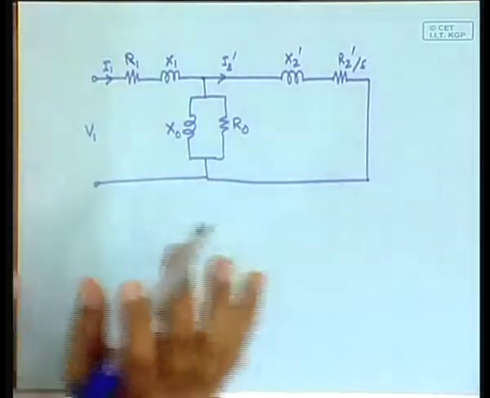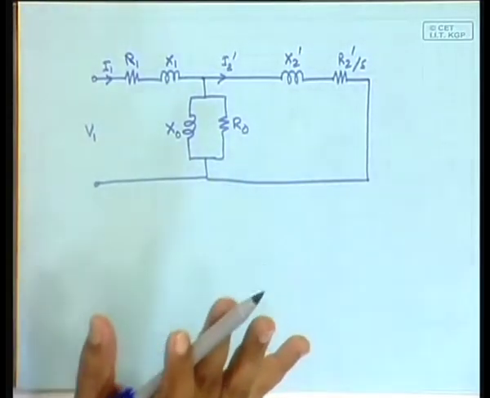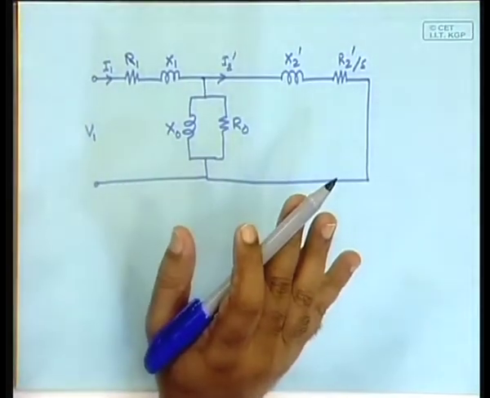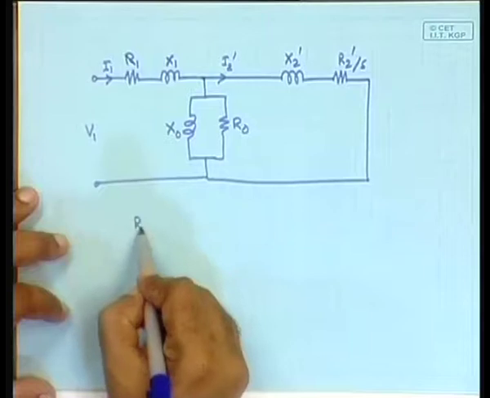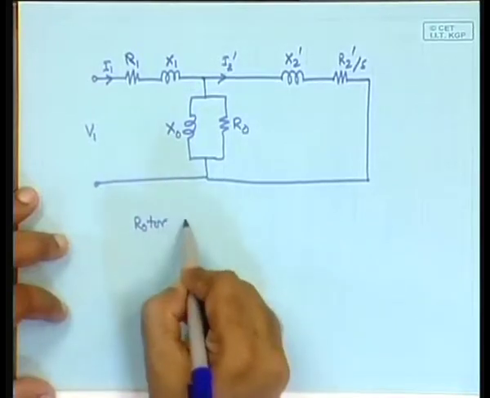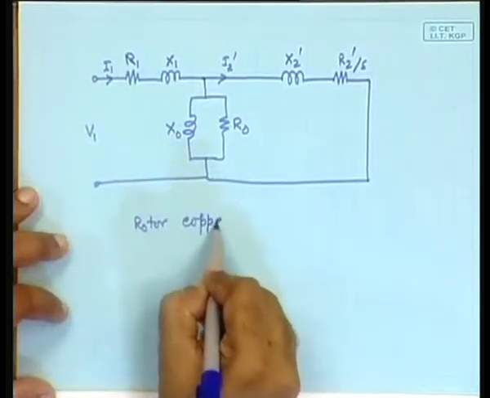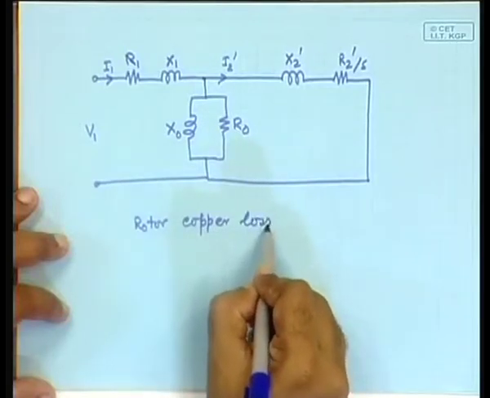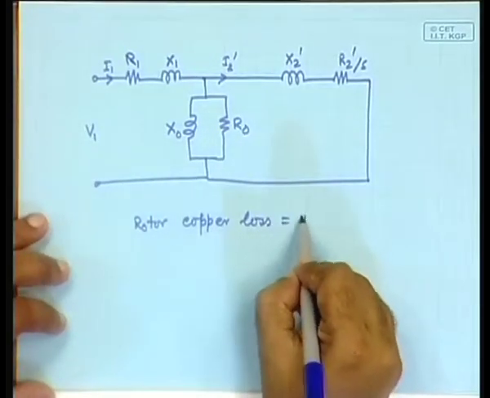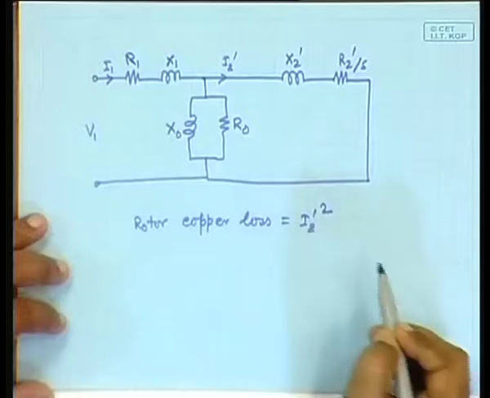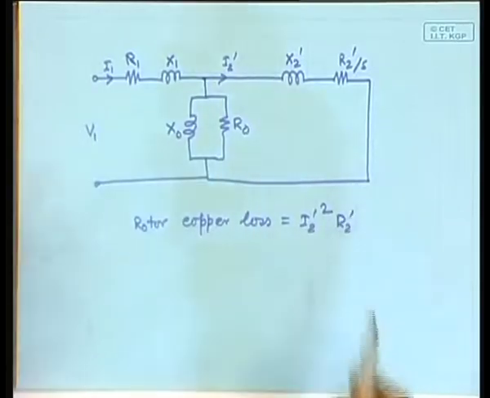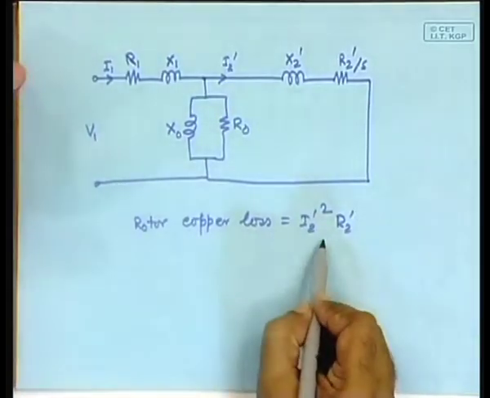Yes, we have already established conceptually that it should be there, but we can say the rotor copper loss is I2 prime square R2 prime. That is what conceptually it is. Yes, it is true. The rotor copper loss is really this.